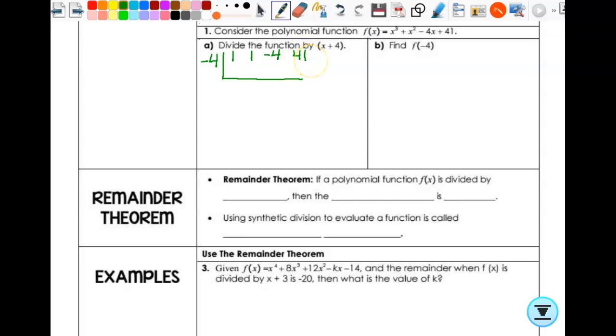I want to make sure I didn't miss anything. It's x cubed. I should have 4 numbers. I'm good. All right. They didn't give me the remainder. There is no k, so this is just plain old synthetic division. So I should be able to run through this pretty quickly.